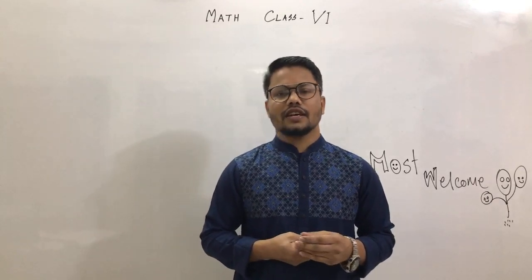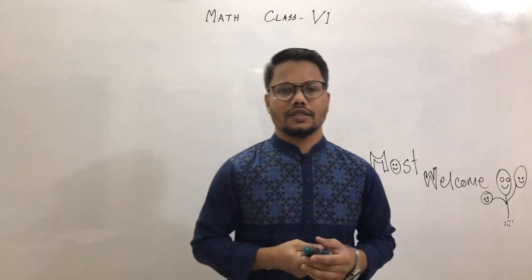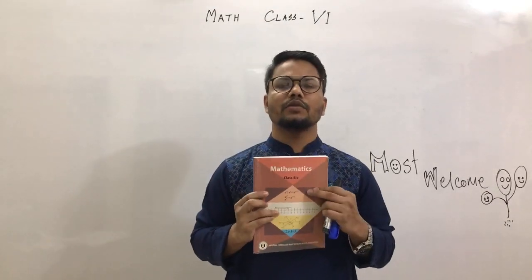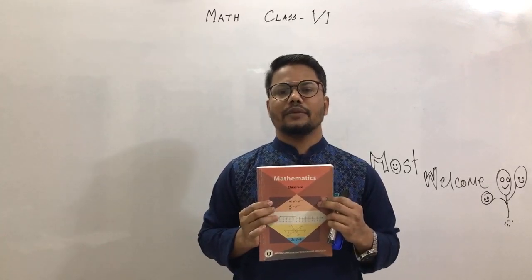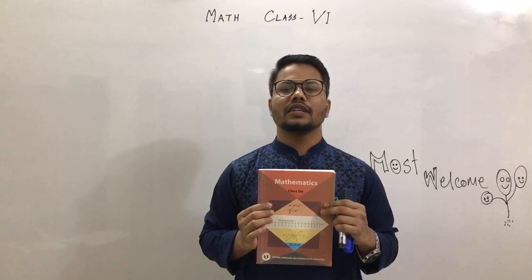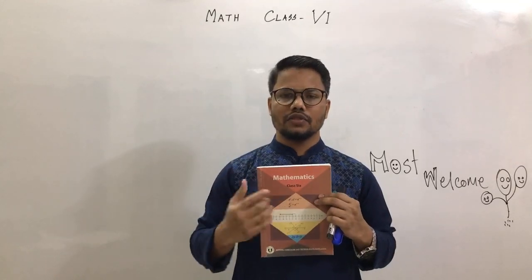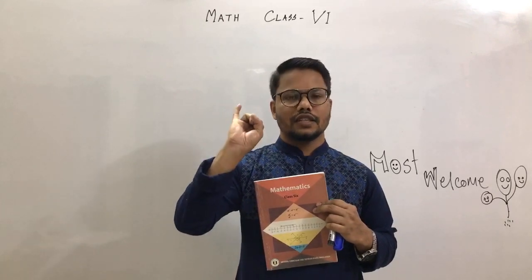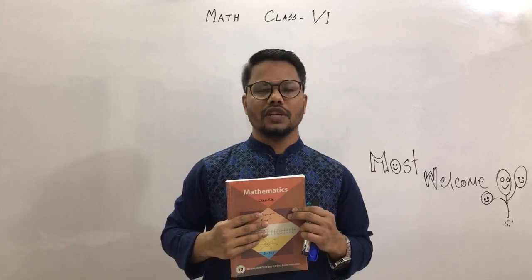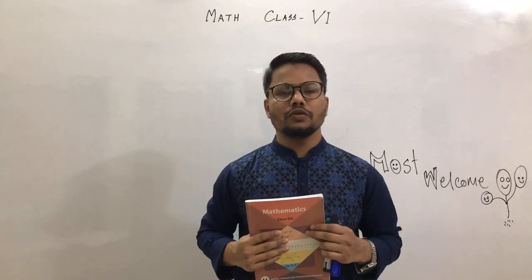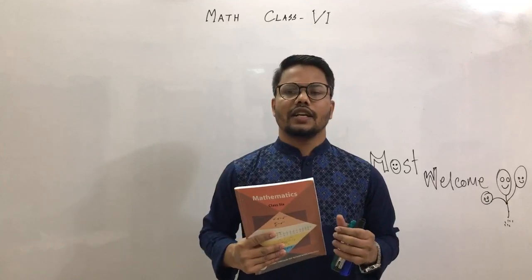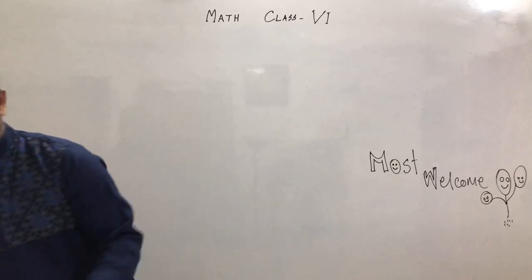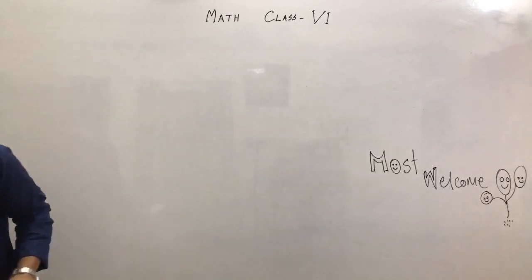So my dear students, this is the academic math book, class 6. I think this is a little bit different from the academic math book of class 5. Class 6, 7, 8, 9, 10 have almost the same question category. There are 4 parts: arithmetic, algebraic, geometrical, and data and information. First, for a few minutes I will discuss the content, and then we will come back to our regular class.